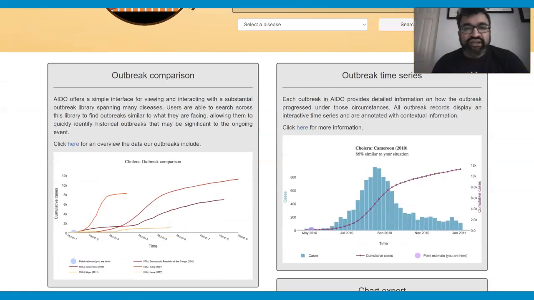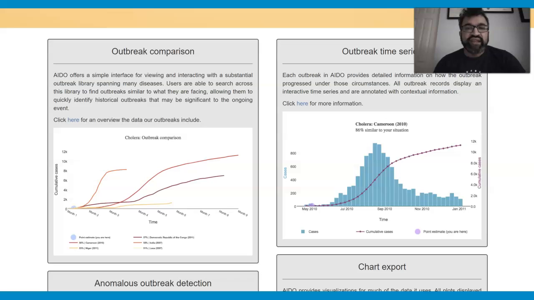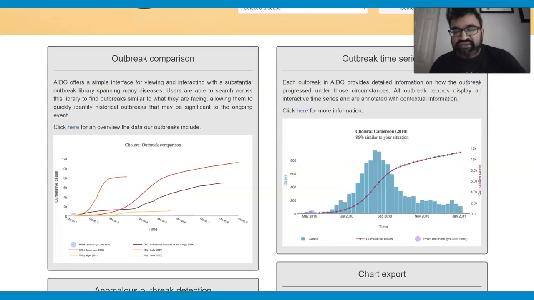So you have an outbreak comparison on the left, which is a simple interface for viewing and interacting with a substantial outbreak library. And this is looking at cholera on the left. And then on the right, there's a Cameroonian outbreak of cholera, which was followed throughout the months of May 2010 to January 2011. And cholera is a reality in low and middle income countries, very much so.